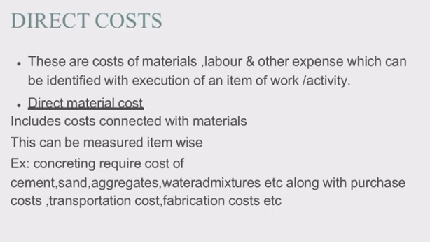Moving on to direct material cost, these include the costs that are connected with the materials. It can be measured item-wise itself. For example, concreting requires the cost of cement, sand, aggregates, water, admixtures, etc., along with the purchase cost, transportation cost, fabrication cost, etc.